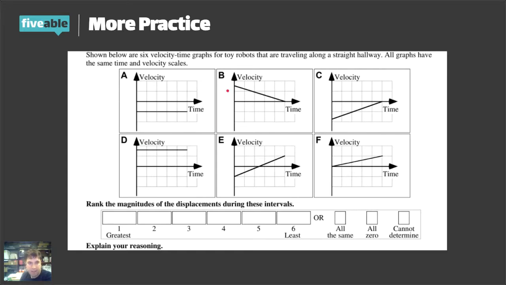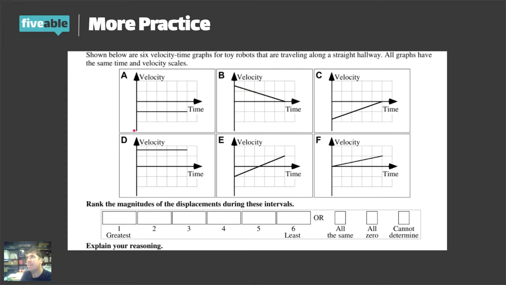B doesn't look like it's got more area under there than D does. So I'm still thinking D is going first. C just looks like it's the same thing as B, just flipped over. F doesn't go as high for the velocity, and E has some positive negative thing going on here. So D should be our first choice. It is the most area under the curve. It has gone the farthest.